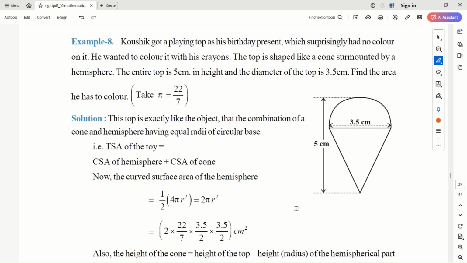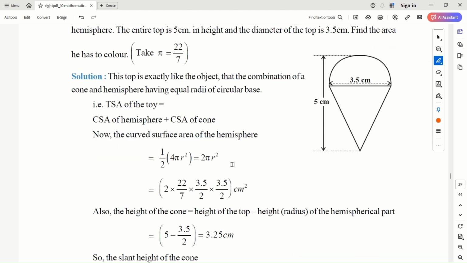Kaushik got a playing top as his birthday present, which surprisingly had no color on it. He wanted to color it with crayons. The top is shaped like a cone surmounted by a hemisphere. The total height of the top is 5 centimeters, as shown here, and the diameter of the top is 3.5. Find the area he has to color. How much area does he have to color?